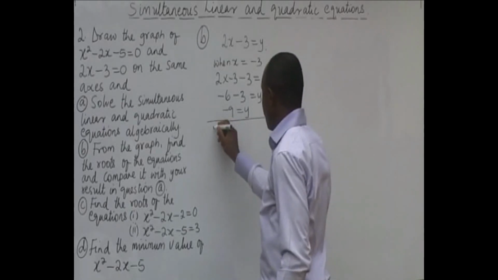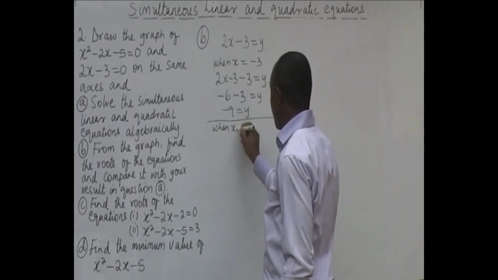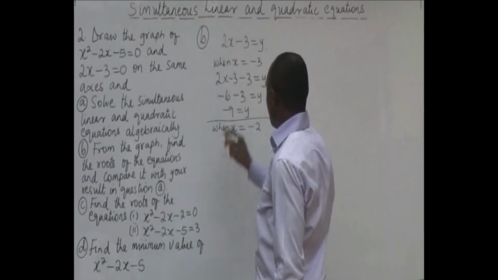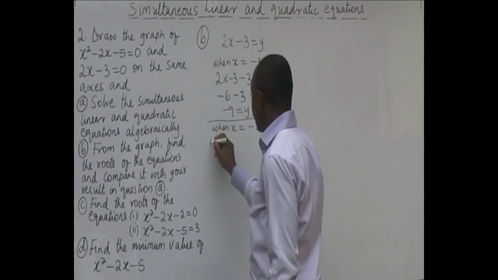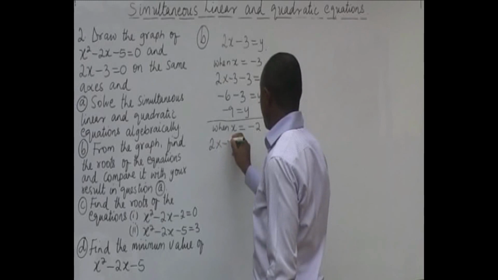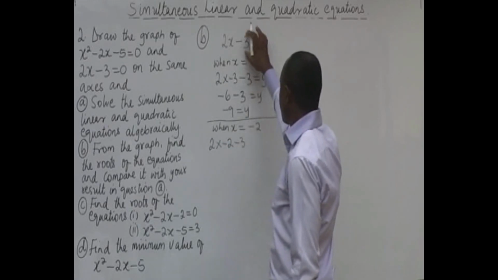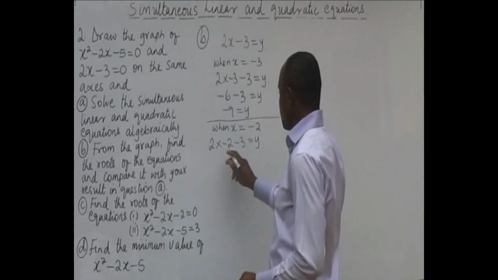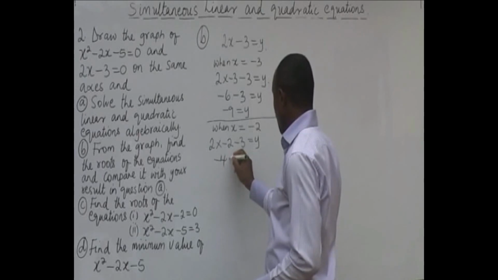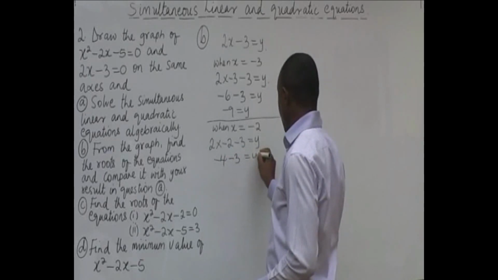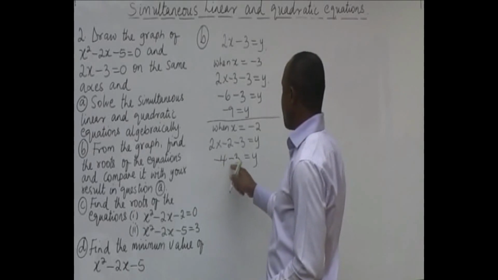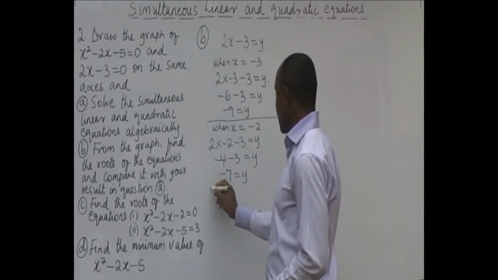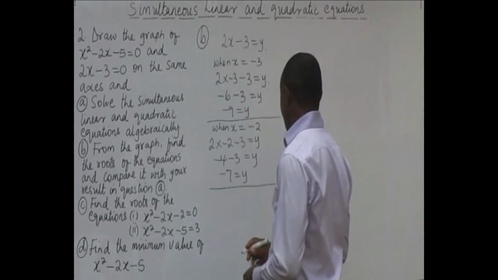The next is when x is minus 2. Use minus 2 to replace x in the equation. We are going to have 2 times minus 2 then minus 3 is equal to the value of y. 2 times minus 2 is minus 4. Then minus 3 is equal to y. Minus 4 minus 3 will give you minus 7. And that is the value of y in this part.